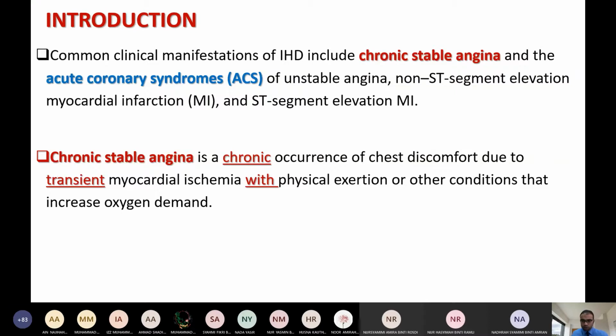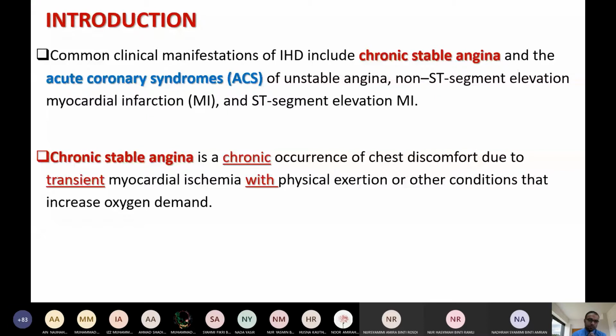The chronic stable angina, our interest today, or stable ischemic heart disease, are the same. We are talking about chronic occurrence of chest discomfort, most of the time caused by transient ischemia, usually precipitated by exertion, exercise, or a vigorous condition that the patient comes across.